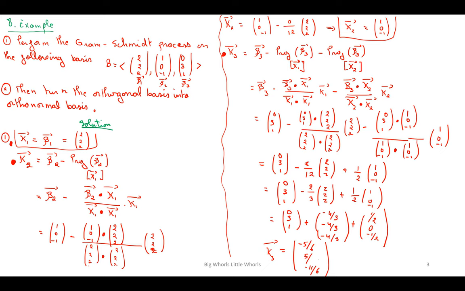Sorry, 5 over 3 here. And here we have minus 4 over 3, minus 1 over 2, plus 1. So, minus 8 over 6, minus 3 over 6, and plus 6 over 6. Which is, there is 1 here. So this is minus 11 plus 6. So that's minus 5 over 6.